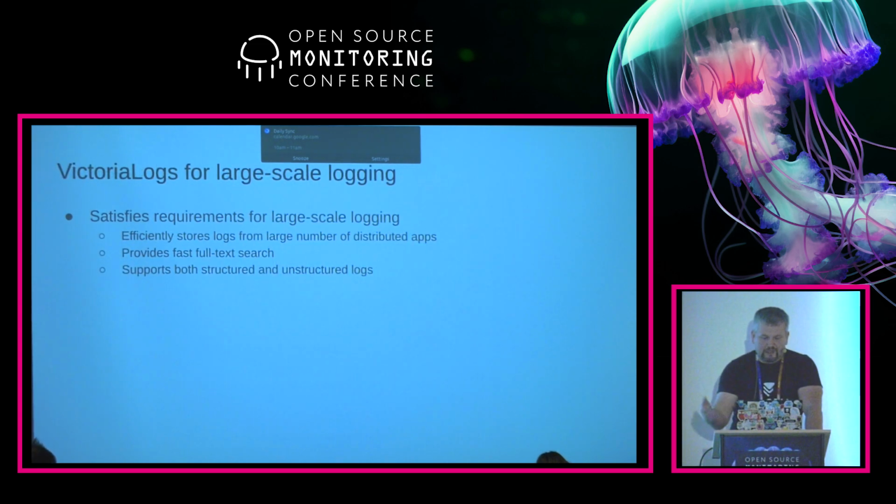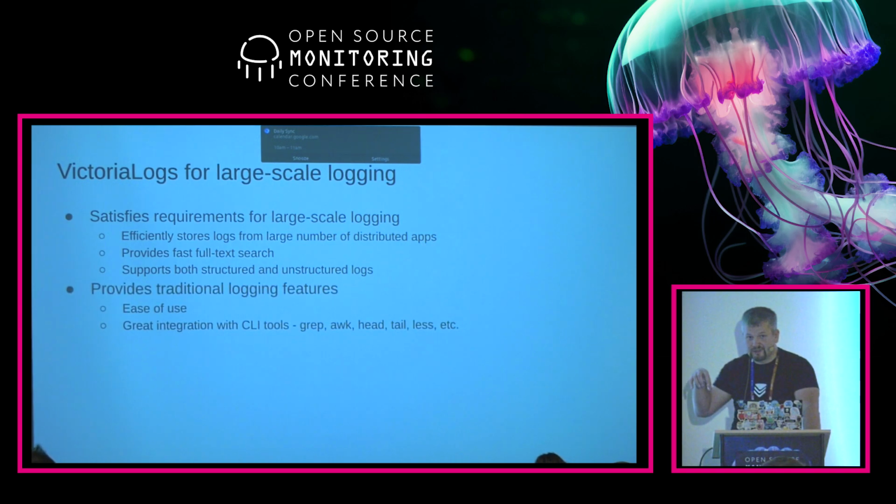VictoriaLogs for large-scale logging satisfies the requirements which we mentioned before. It efficiently stores logs from a large number of distributed apps. It provides fast full-text search, and it supports both structured and unstructured logs. And additionally to this, VictoriaLogs supports traditional logging features, such as ease of use and great integration with command line tools.